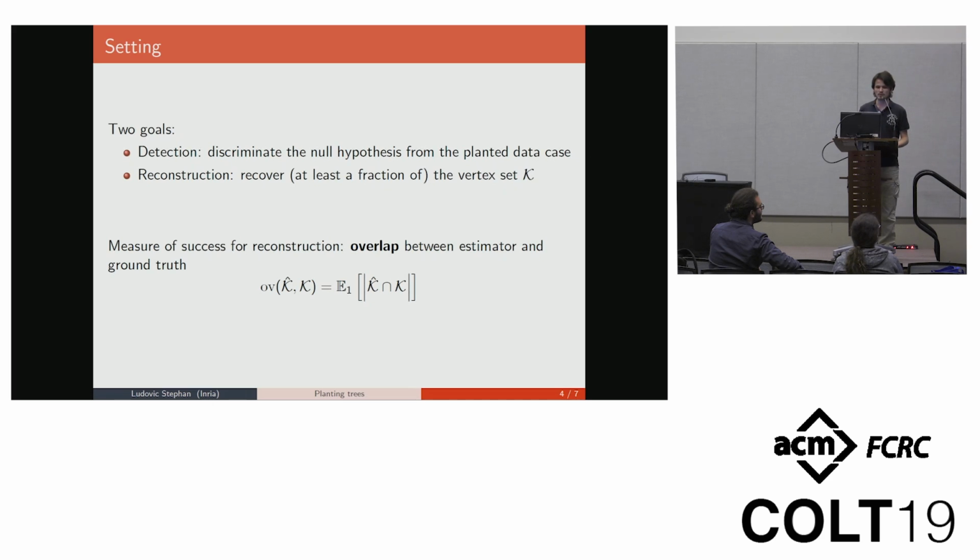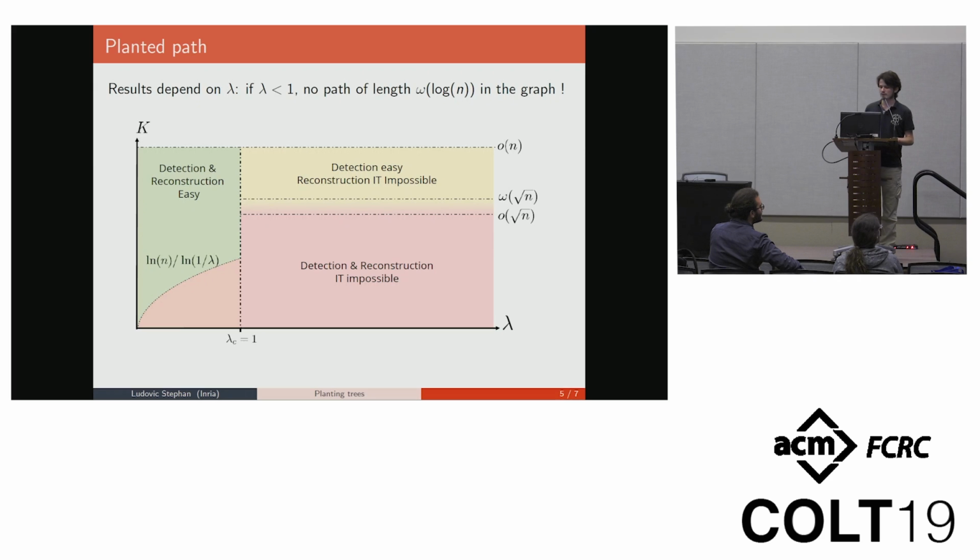The results we have for the planted path are as follows. It's pretty obvious that the results have to depend on the mean degree lambda, since when lambda is less than 1, the graph is subcritical and completely disconnected, so there is no path of length much more than log n. Indeed, we proved that the actual threshold is log n times a function of lambda. Under the threshold, both detection and reconstruction are completely impossible, while they are easy, which means that there are polynomial algorithms that can perform the task, above the threshold.